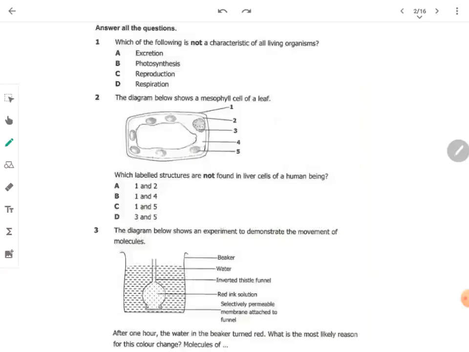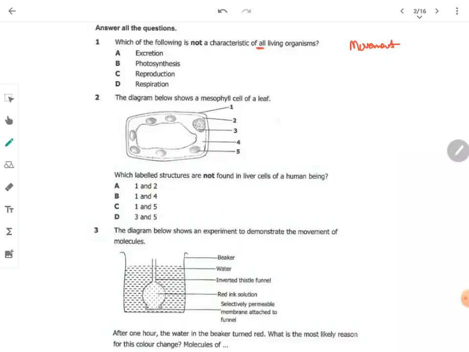Question 1 says, which of the following is not a characteristic of living organisms? Now, we know that living organisms have characteristics such as movement, respiration, photosynthesis, reproduction, etc. Now, which one is not a characteristic of all? So the key part is all.